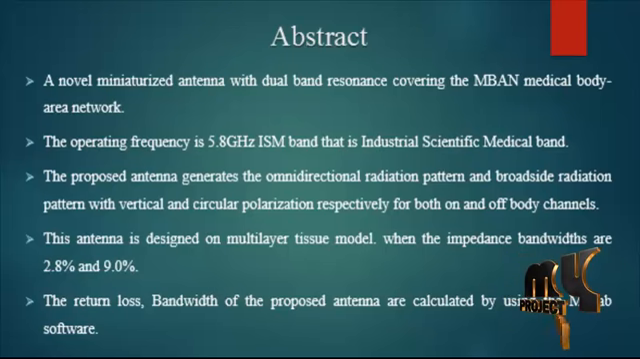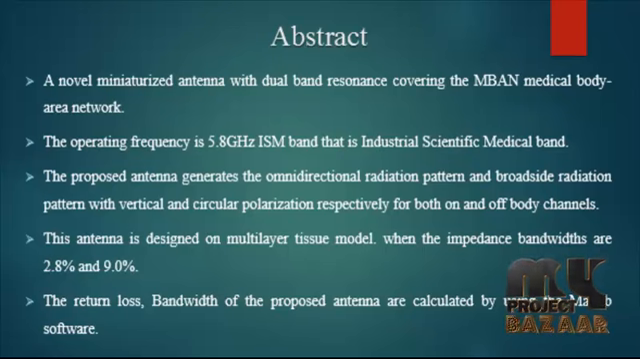In this proposed work, we present a novel miniature antenna with dual resonances covering the medical body area network, that is MBAN, and the 5.8 GHz ISM band, the industrial, scientific and medical band. Owing to its stacked patch structures, the proposed antenna generates an omnidirectional radiation pattern with vertical polarization and a broadside radiation pattern with circular polarization for the two bands respectively. This fulfills the requirements for both on and off body channels simultaneously.